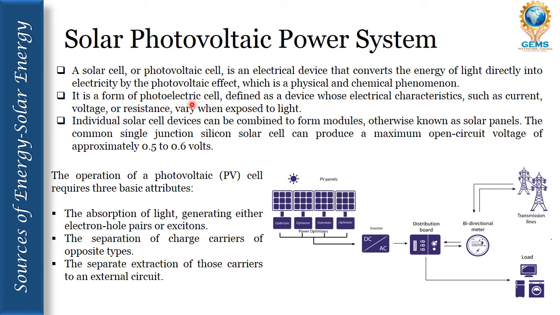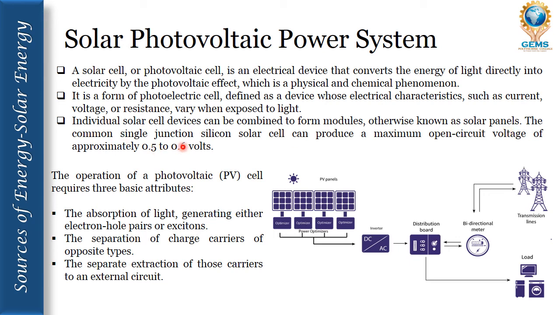A solar cell or photovoltaic cell is an electrical device that converts the energy of light directly into electricity by the photovoltaic effect, which is a physical and chemical phenomenon. It is a form of photoelectric cell, defined as a device whose electrical characteristics, such as current, voltage, or resistance, vary when exposed to light. Individual solar cell devices can be combined to form modules, otherwise known as solar panels.